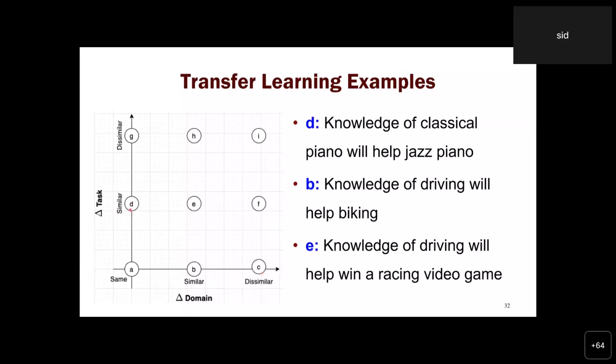So let's look at this particular option here, which is the domain stays the same. There's no change in domain, but the task changes. An example of that will be playing piano. Use of knowledge of a classical piano to help play a jazz piano. So the domain stays the same, which is piano playing, but your task changes from classical to jazz playing.